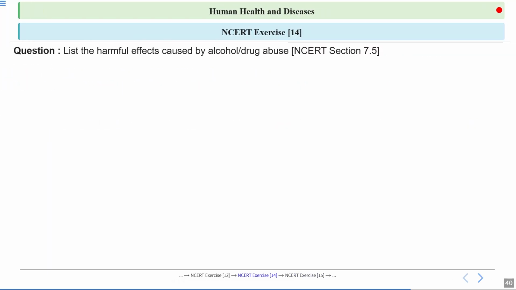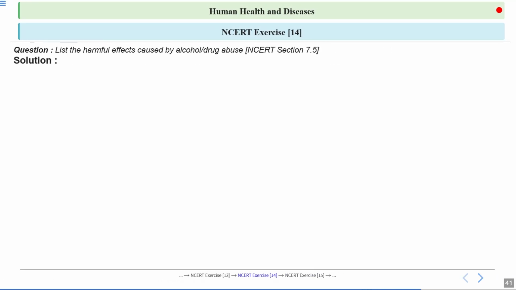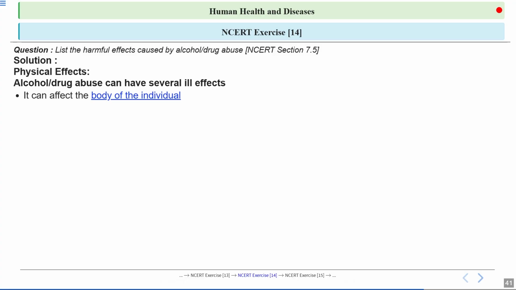Now moving on to the next question, list the harmful effects caused by alcohol or drug abuse. Let's have a look at the answer. Now let's talk about the physical effects first, physical effects of alcohol and drug abuse. Alcohol and drug abuse can have several ill effects. First, these substances can affect the body of the individual.